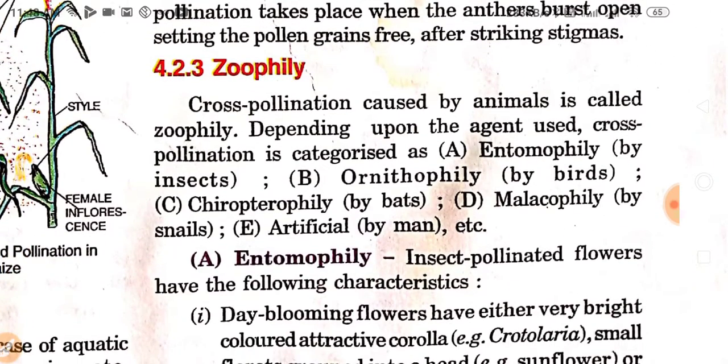Next is zoophily. Cross pollination caused by animals is called zoophily. Depending upon the agent, cross pollination is characterized as entomophily by insects, ornithophily by birds, chiropterophily by bats, and malacophily by snails.